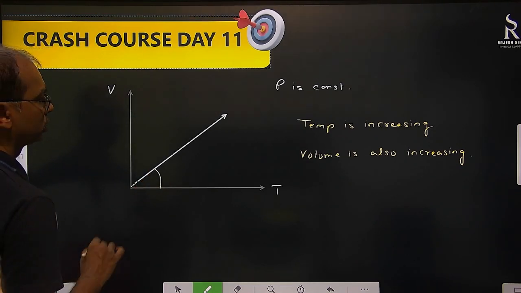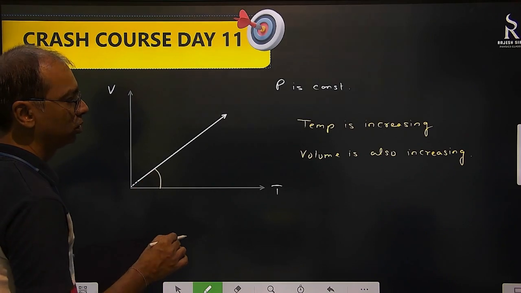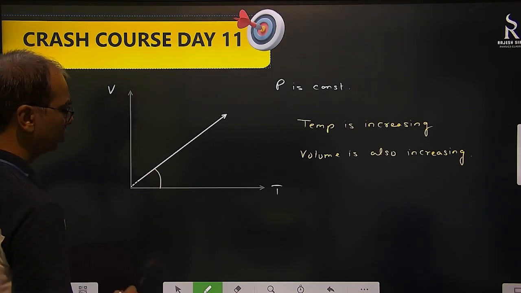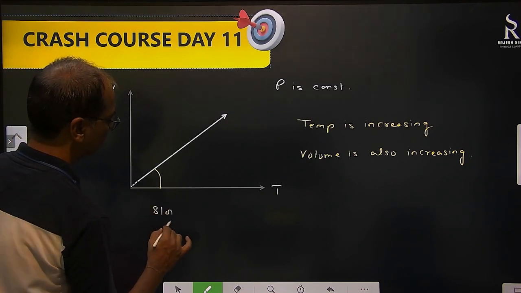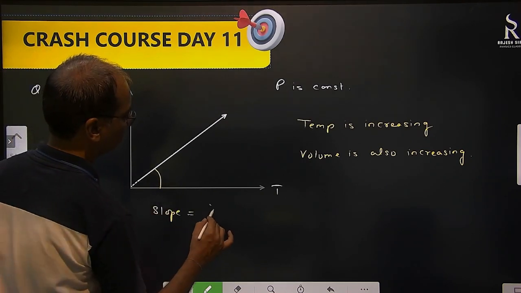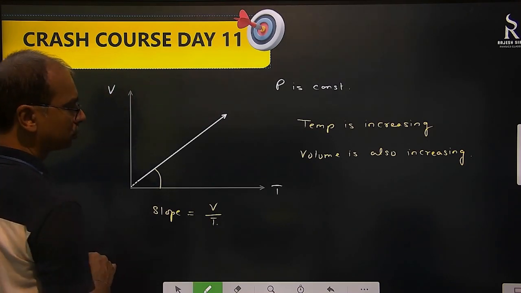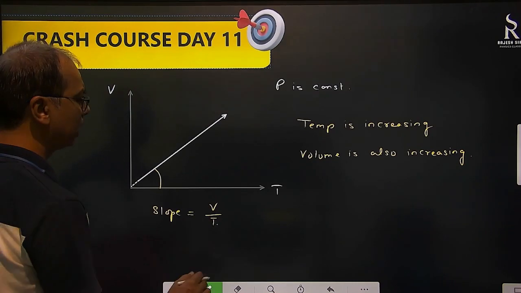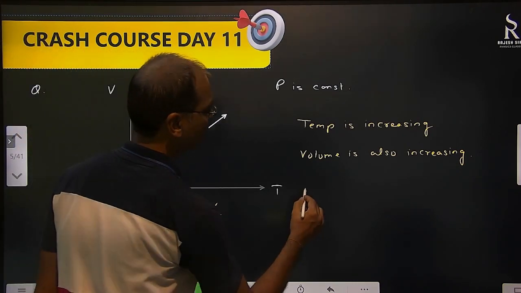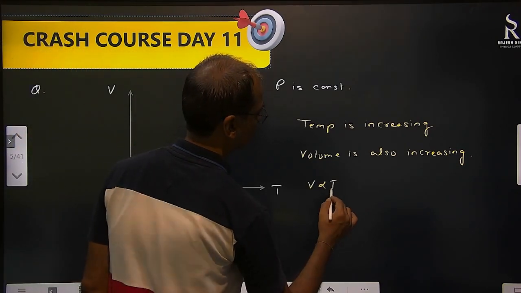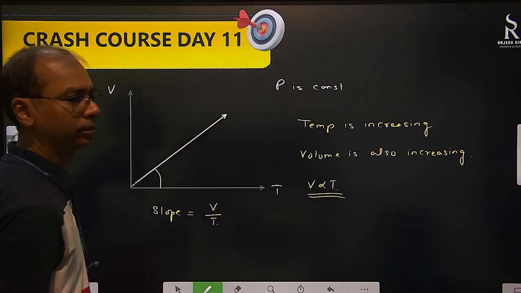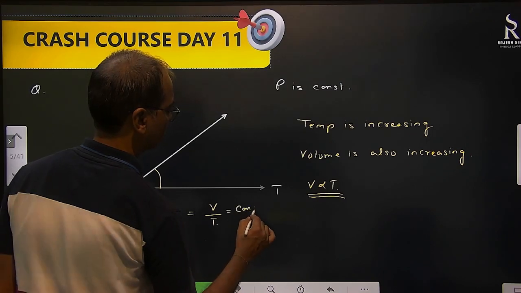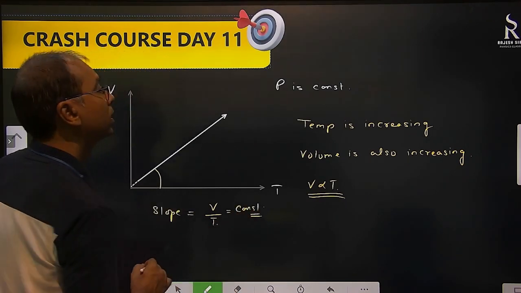Slope represents what? Slope represents dV by dT. Change in volume to change in temperature relation, or you can simply say it's V by T. Okay, slope is V by T in this case, which represents P is constant, or V is directly proportional to T here. Okay, V is directly proportional to T. Slope is constant. All right, this was the basic thing.